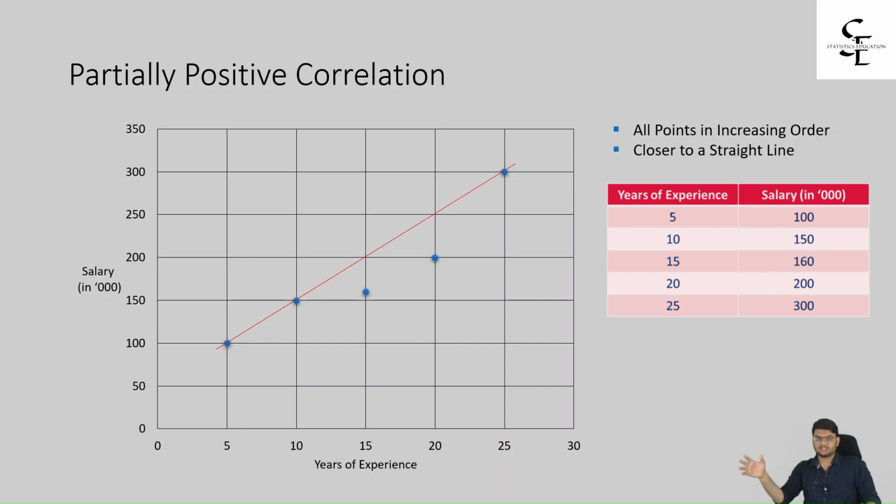Now you can notice the points are not increasing at a constant rate. So we cannot draw a straight line covering all the points, but we can draw a line covering maximum points showing a general upward trend. This is the example of partially positive correlation where the variables are increasing but not at a constant rate. I hope you understood partially positive correlation.